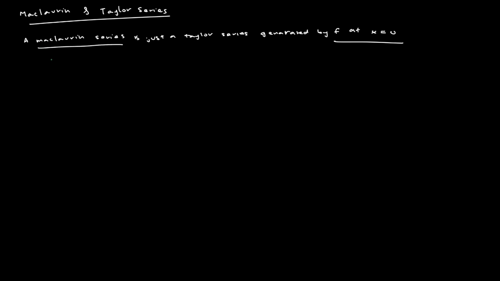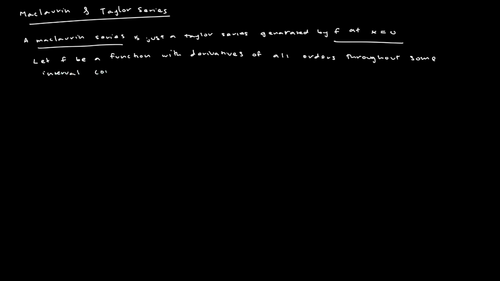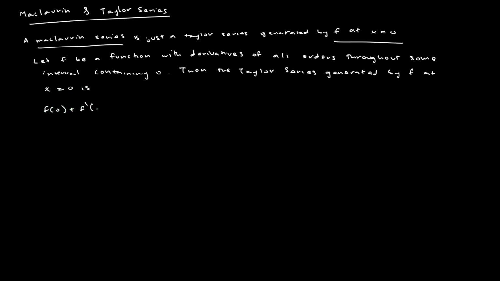So this is the Maclaurin series. This says: let f be a function with derivatives of all orders throughout some interval containing 0, then the Taylor series generated by f at x equals 0 is f of 0 plus f prime of 0 times x plus f double prime of 0 times x squared divided by 2 factorial.